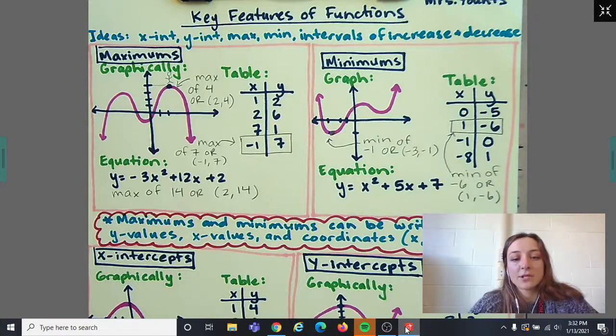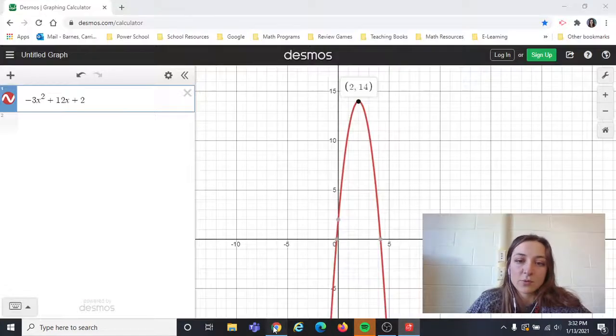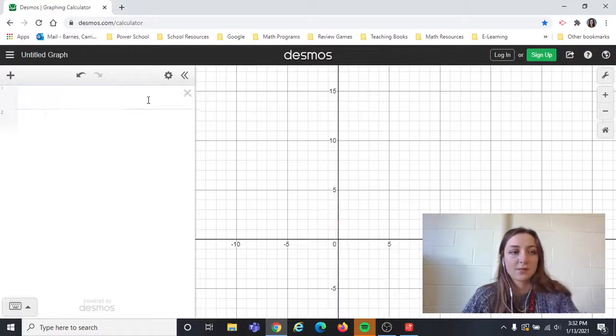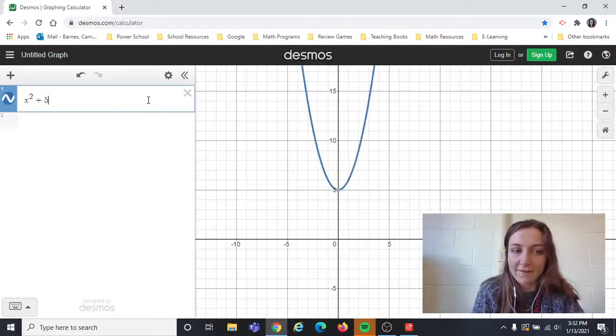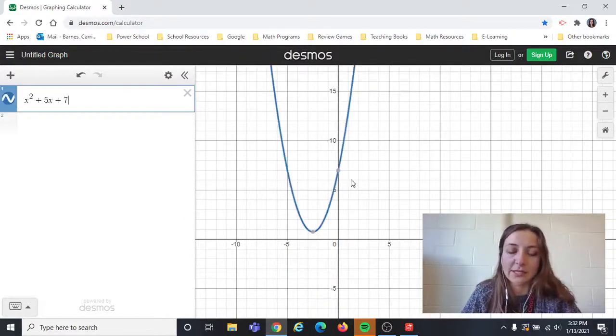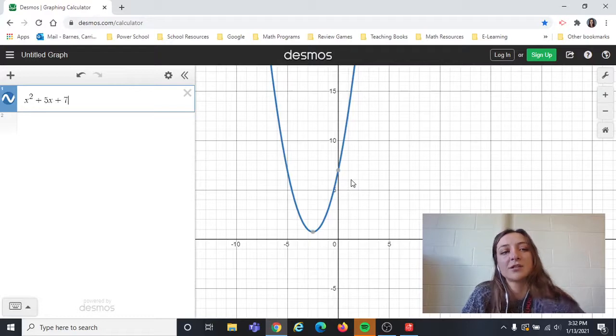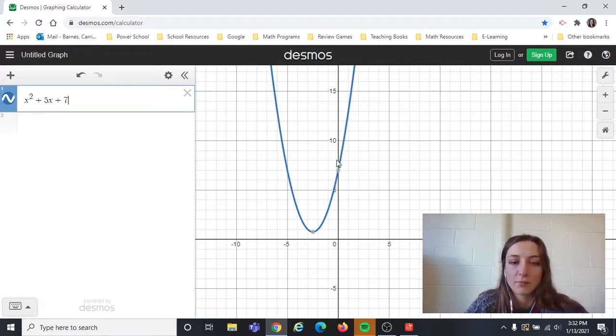Okay, and then with the equation, we're going to do the same thing that we did before, so we're going to go type that into Desmos. So we have x squared plus 5x plus 7, and we're going to be clicking on this minimum point. So Desmos does show you all the important points here. We can see actually the y-intercept, and we can see the minimum here.